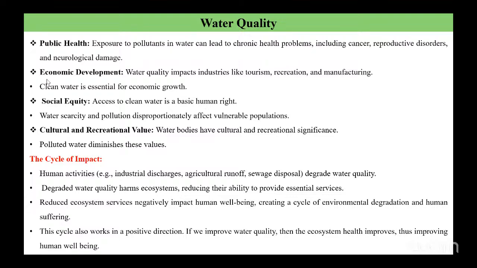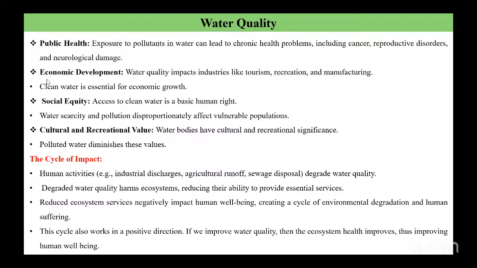The water quality which is getting degraded harms the ecosystem ultimately. Once the ecosystem is harmed, there will be a reduced ability to provide ecosystem services, and the reduced ecosystem services negatively impact human well-being again. So this creates a cycle of environmental degradation and human suffering.